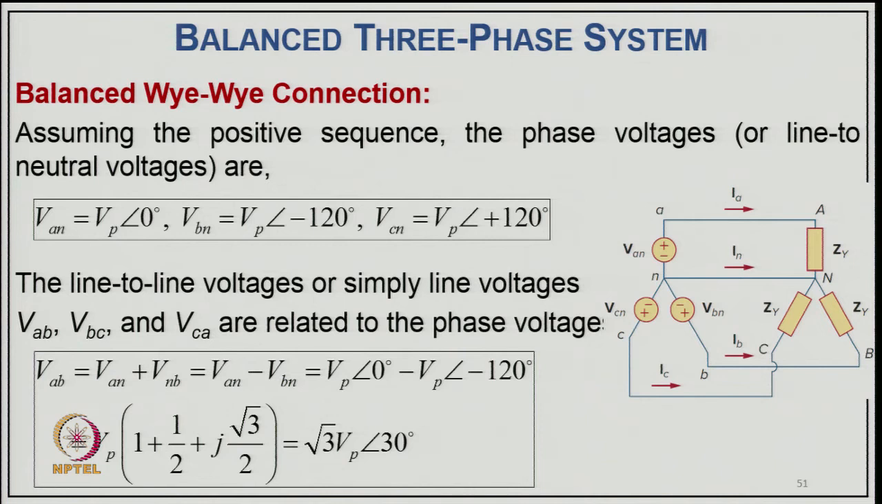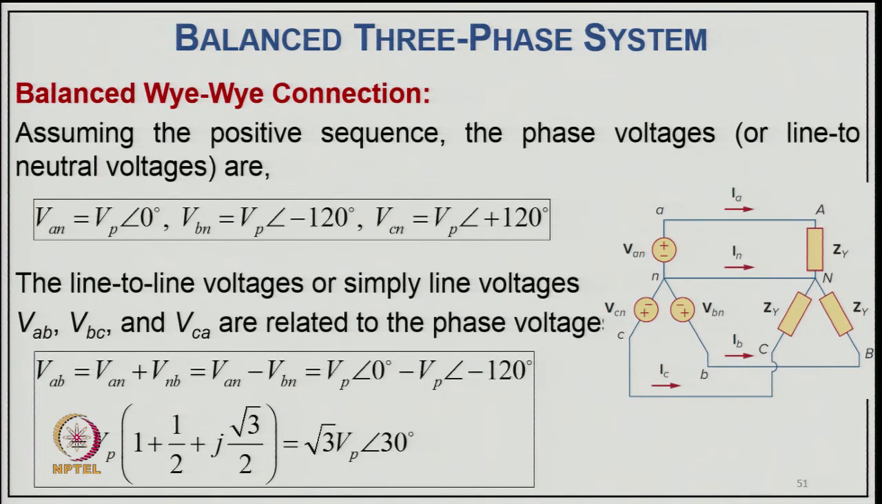So, the line voltage, you can call it line to line voltage, or simply the line voltage V_ab, V_bc, V_ca, is related to the phase voltage as V_ab equal to V_an minus V_bn, that is in the circuit as we can explain. If you put V_an minus V_bn, that comes V_p at the angle 0 minus V_p at the angle of minus 120 degree. So, when you operate this, you change the polar coordinate to rectangular coordinate.